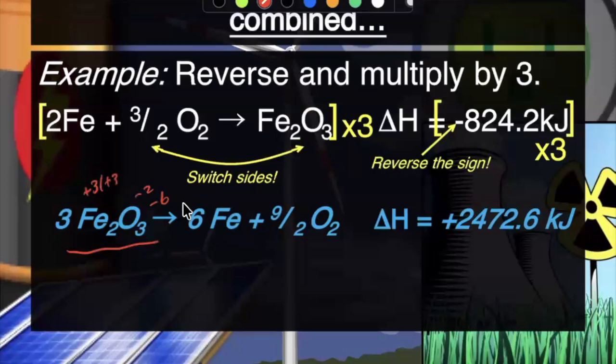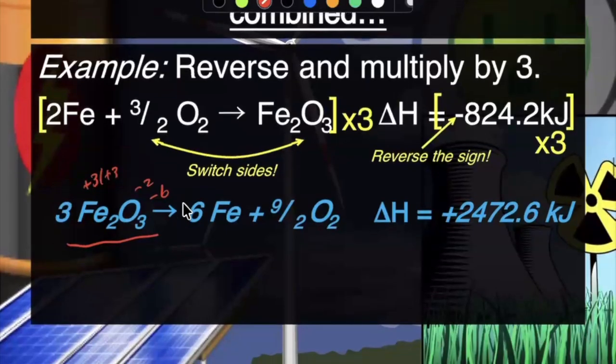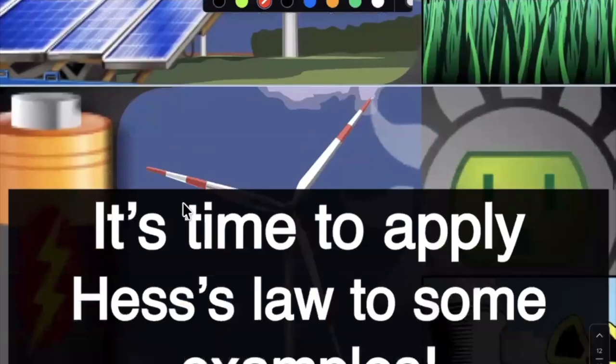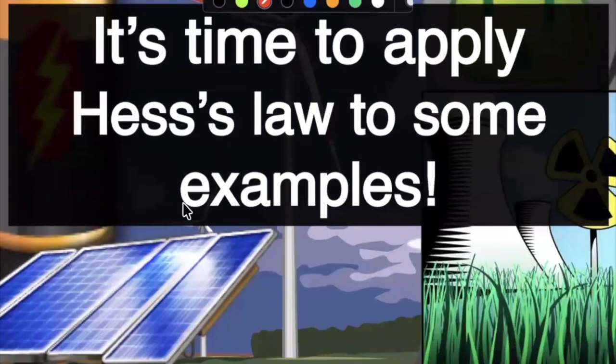So this is iron 3 oxide decomposing into 6 moles of iron and 9 halves of O2. Again, the halves seem a little weird, but just stick with me, it'll make more sense. And because I reversed the reaction, this negative becomes a positive. And because I multiplied everything in the reaction by 3, this number is also multiplied by 3, giving me a new delta H. So that's how you reverse and multiply. Divide is the same thing: you would divide everything by whatever number and then divide your delta H by the same number. So the same rules apply. Okay, applying this to examples.